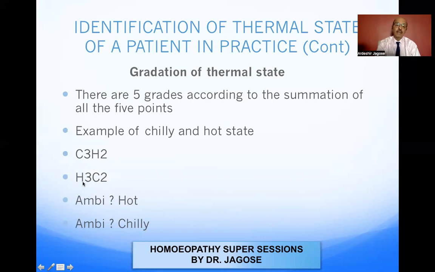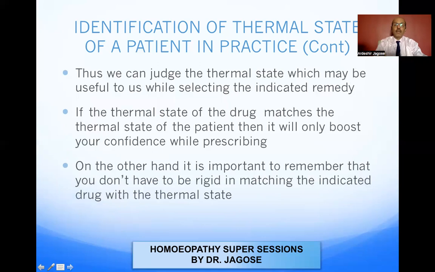And vice versa here. Here the hot marks are 3, so he's predominantly a hot patient. Or you can say he's an ambithermal patient, but query hot patient, or ambithermal patient, query chilly patient. That means he's ambithermal, but he could be a hot patient, or he's ambithermal, but he could be a chilly patient. Here we are not very sure, so hence the question mark should be mentioned out here. Thus, we can judge the thermal state, which may be useful to us while selecting the indicated remedy.